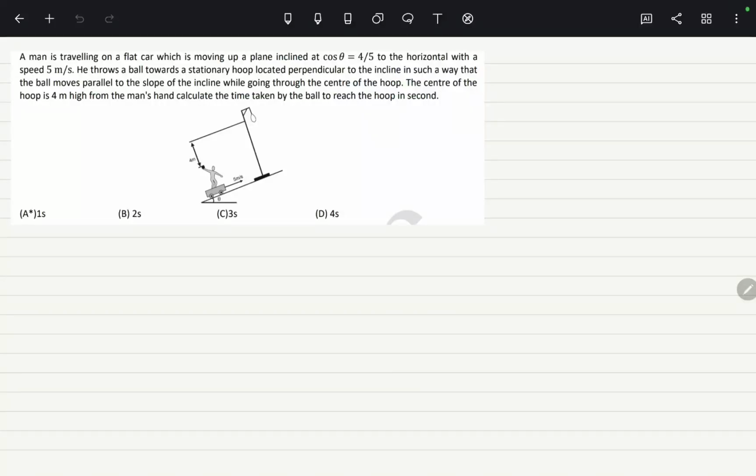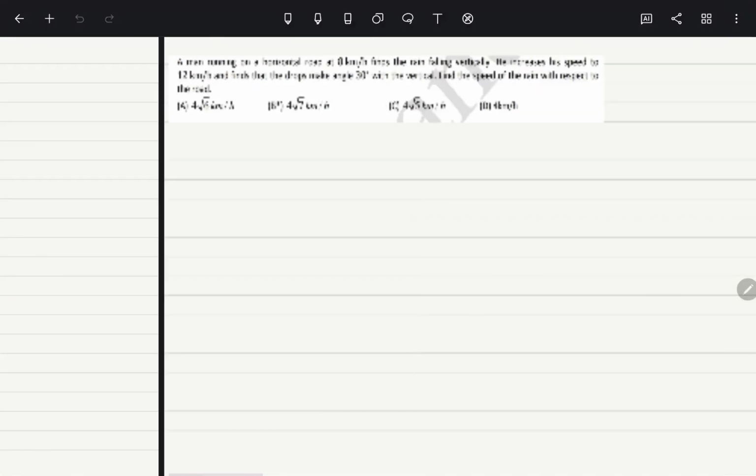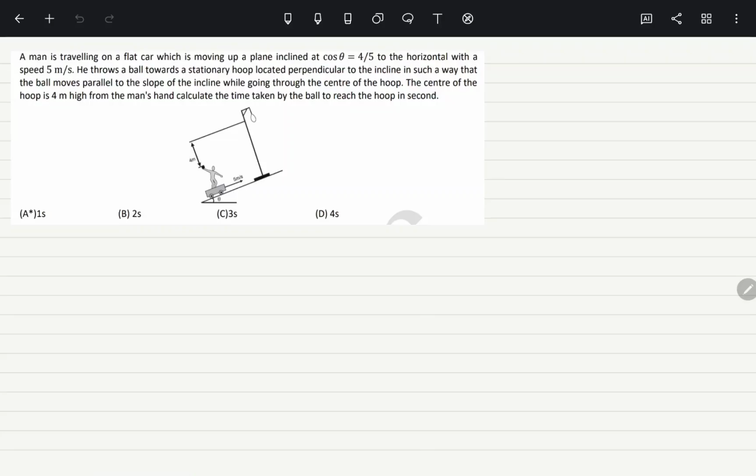Okay, there are some questions on projectile motion and relative motions, which I selected from a paper. I'm just going to discuss these questions here. Hope these questions help you for practice. So there's one question, which is on the projectile motion topic.